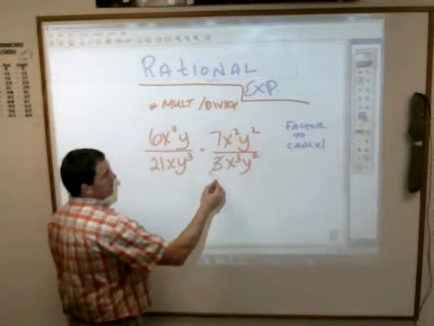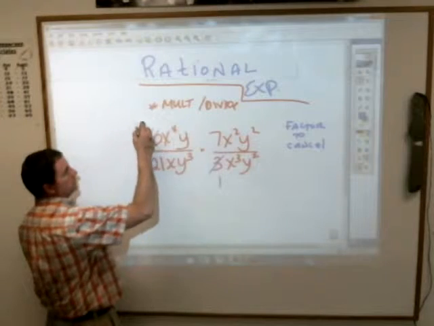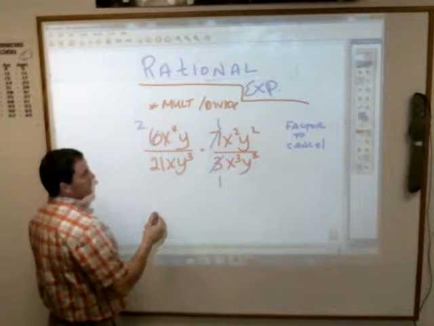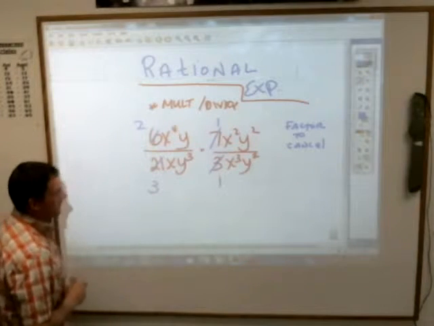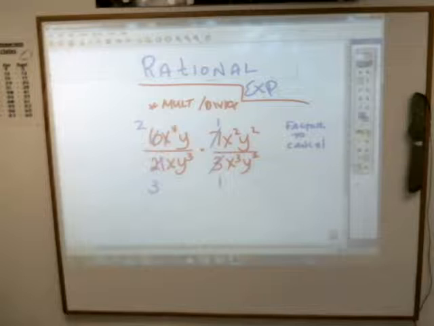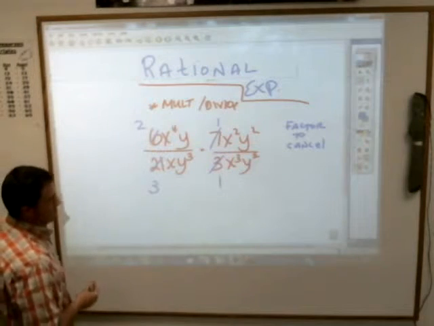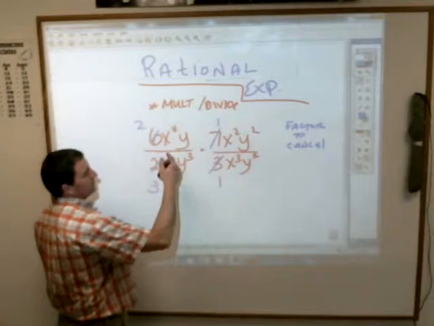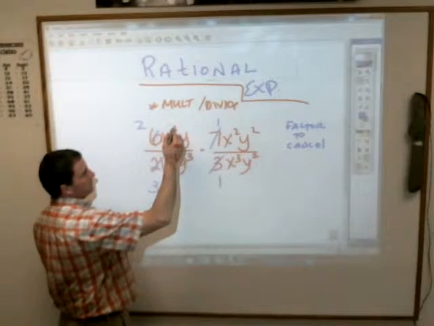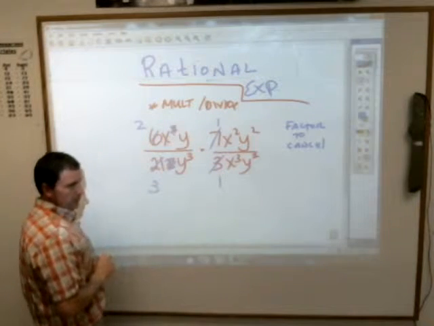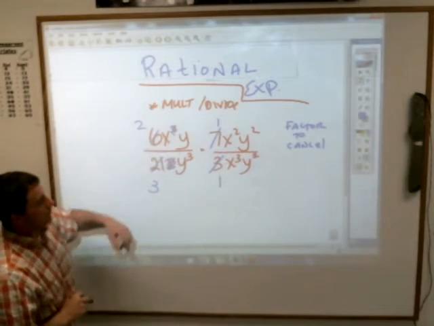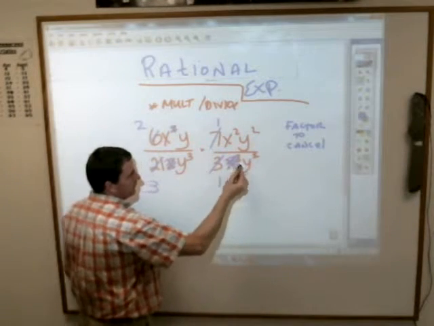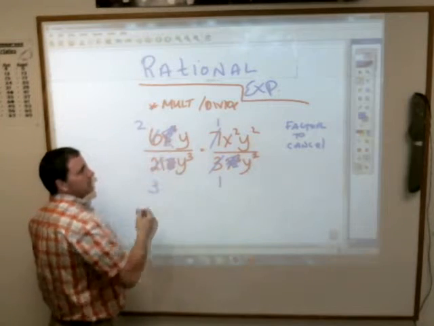Number-wise, the 3 crosses off with the 6 to leave you a 2 up there, right? 3 goes in 6 twice. The 7 crosses off with the 21 to give you a 3 on the bottom, correct? And now it's just a matter of counting up how many x's cross off. This x will cross off with one of the 4 x's up here, which will leave you with an x to the third. Are you with me on that? Because there's 1 x down there, and 4 of them are up there. But then you've got 3 x's down here, and those will cross off with those 3 x's you still had left up there.